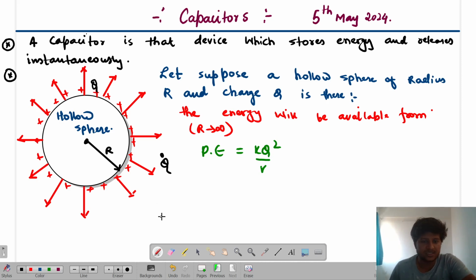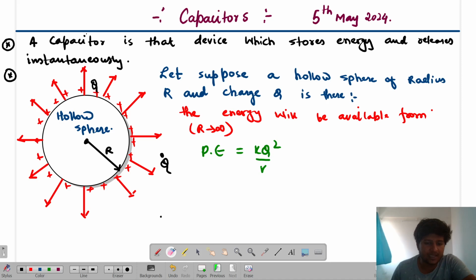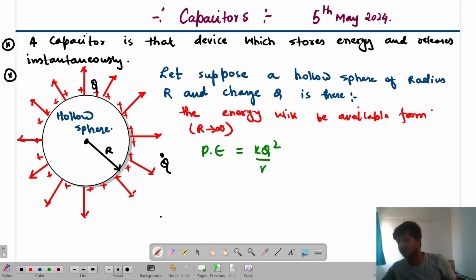So the first condition is that whenever there are two conductors placed at some distance apart, they start to store some energy due to the presence of electric field between them. Are you able to get me or not? So did you get the idea why there are two plates or three plates to create the capacitor? Why will a single plate not create the capacitor? Okay.